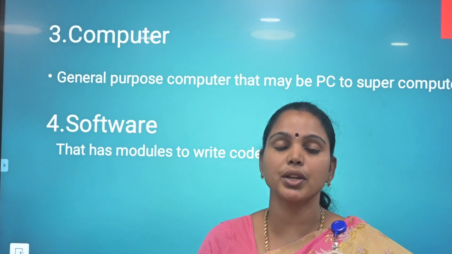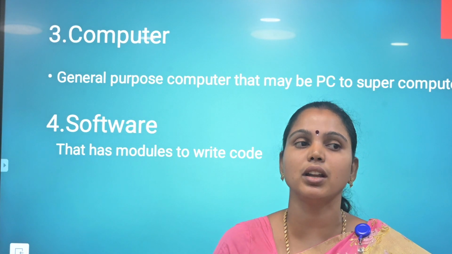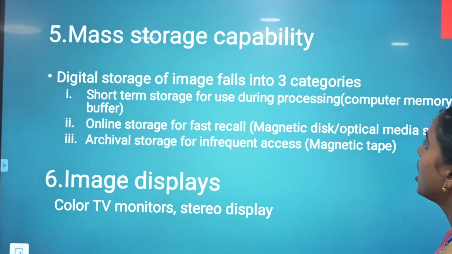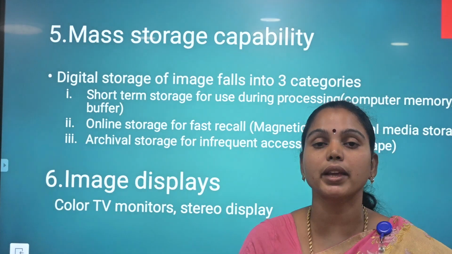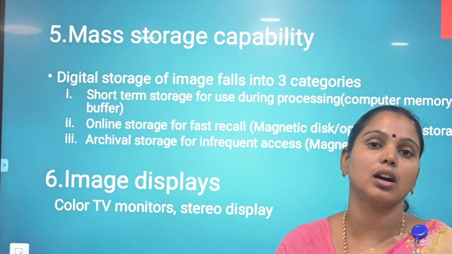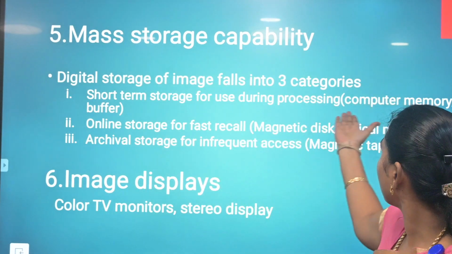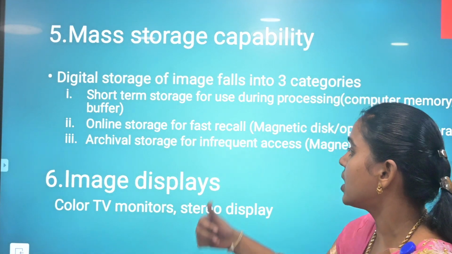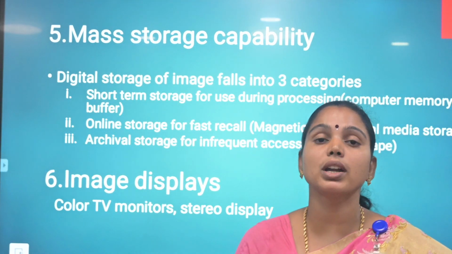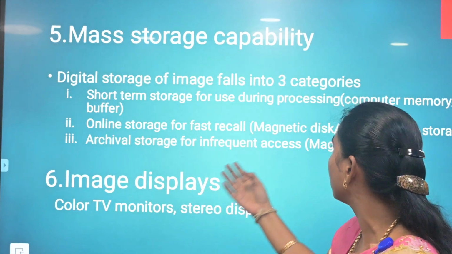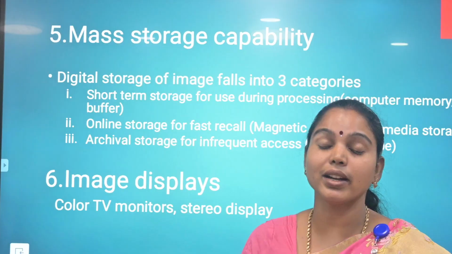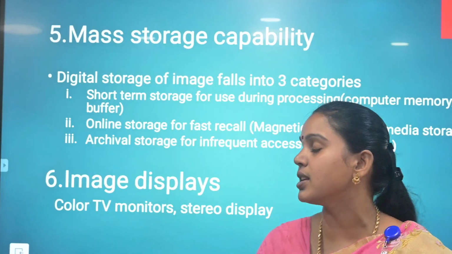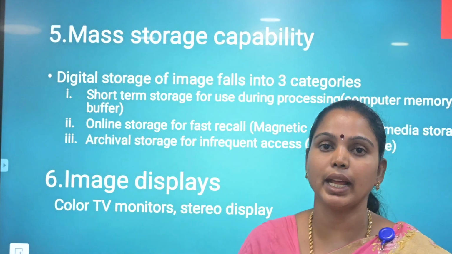Software is nothing but the application we use to perform the manipulations. Generally we are using Photoshop, that is also software, right? And the mass storage, while we are making the processing, we have to keep the picture in the computer memory or buffer, and after that online storage as well as archival storage is there. Frequently used images are generally stored in magnetic disk or optical disk. If the images are infrequently used, they should be kept in magnetic tape.